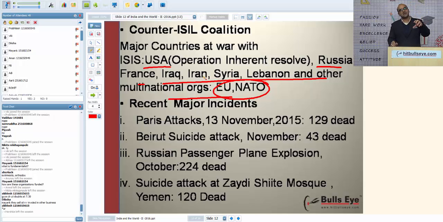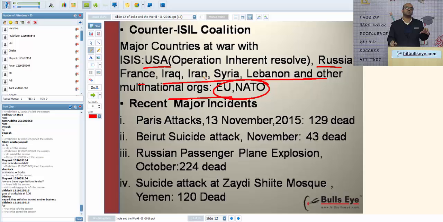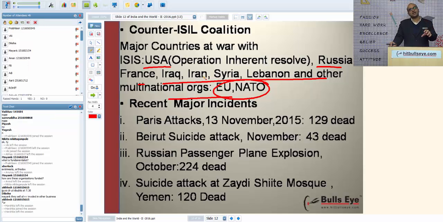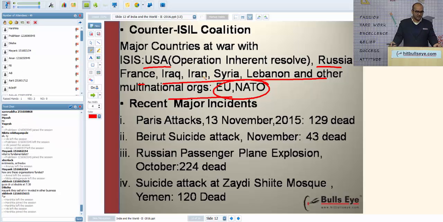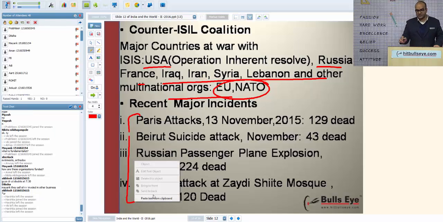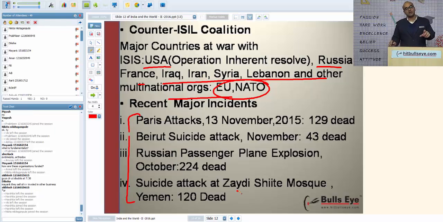Now, ISIS as such has its presence across 140 countries over the world, but it is right now most active in the Middle Eastern countries of Syria, Iraq and other nations. Now, these are certain attacks which, if you're able to recall and quote them in the GDs or in your written ability test, you'll definitely get more marks.